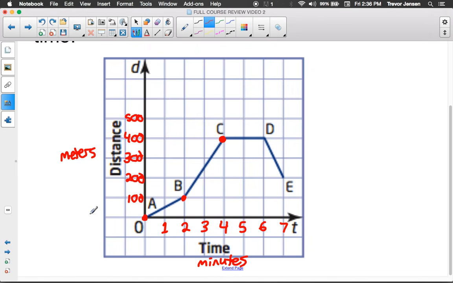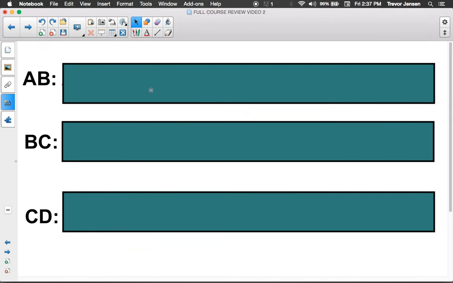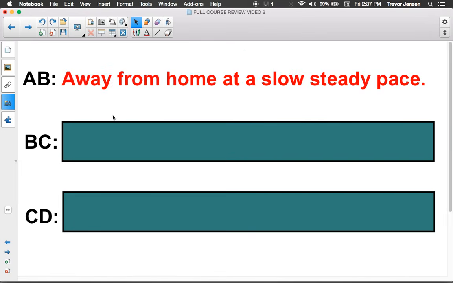And you can tell the difference between fast and slow because faster movement is a steeper line. Slower movement is a less steep line. So let's describe the motion here of line segment AB. So up to the right, which means away from the house. And we're going to say at a slow, steady pace. Steady pace means that the speed is constant. They're not changing speeds. They're not accelerating or decelerating.